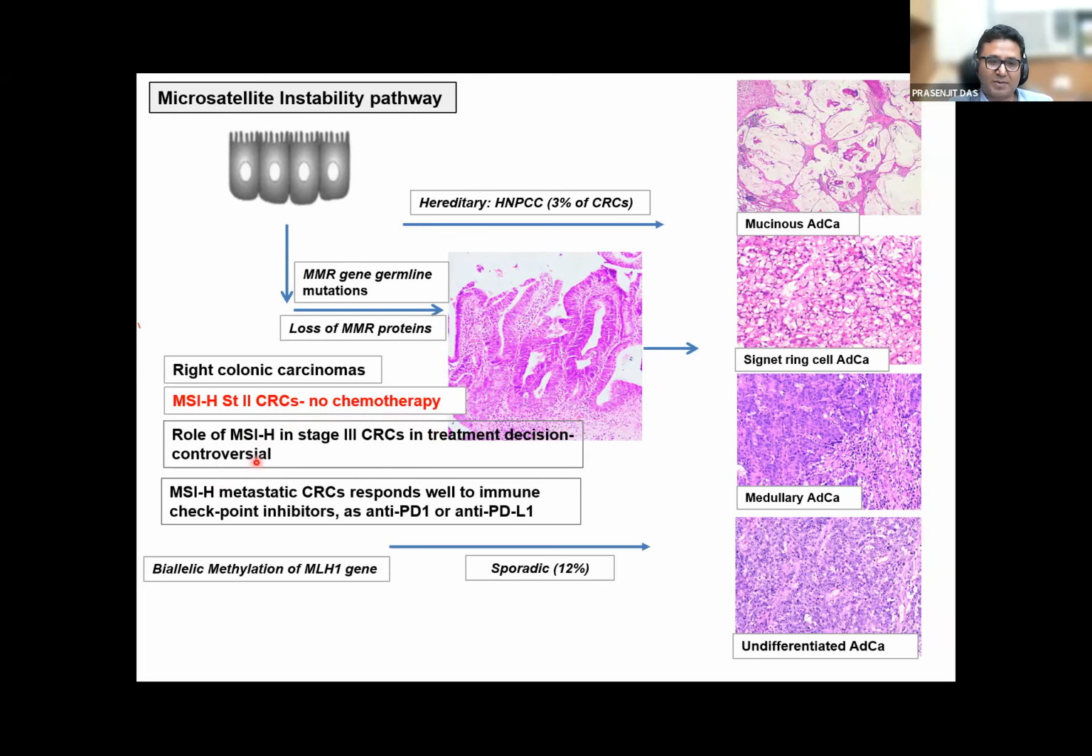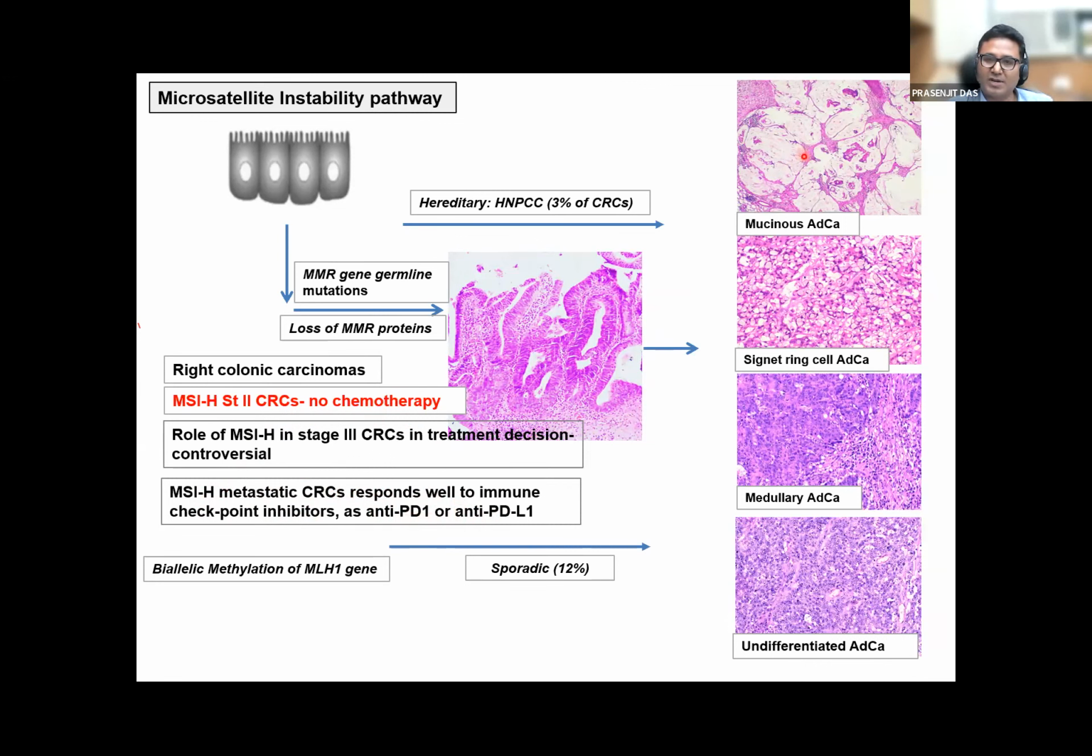Now, MSI-high metastatic carcinomas also respond well to immune checkpoint inhibitors. So microsatellite testing nowadays has become very important before deciding if you are going to treat the patient with immune checkpoint inhibitors, because MSI-H tumors commonly show high PD-L1 and PD-1 expression, and they can be targeted very well.